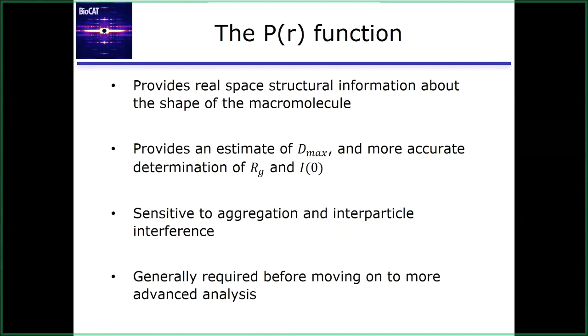A few more slides in summary. The P of R function provides real space structural information about the shape of the macromolecule. It provides an estimate of the maximum dimension and more accurate determinations of RG and I0. It's sensitive to aggregation and interparticle interference, and it's generally required before moving on to more advanced analysis. So I know this is a lot of information, so I'm going to give you a couple summary slides that are hopefully useful to refer to.